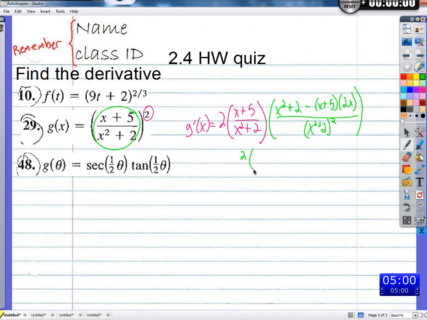So we'll keep going. 2 times x plus 5 over x squared plus 2 times, we got x squared, there's only an x squared. We got negative, that's a 2x squared, so I shouldn't have done that. Right, we got x squared plus 2, we got minus 2x squared minus 10x, right? Okay. X squared minus 2x squared is negative x squared minus 10x plus 2, over x squared plus 2 squared.